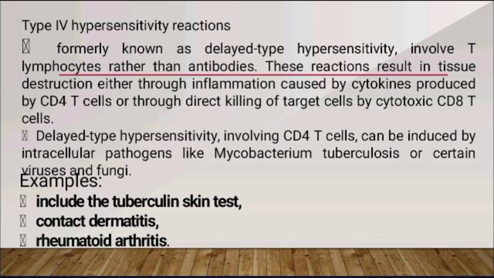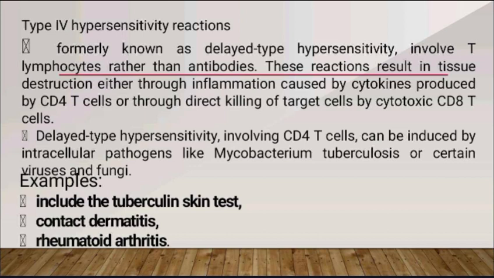And next, we have the type 4 hypersensitivity reaction, formerly known as delayed type hypersensitivity, which involves T lymphocytes rather than antibodies. This reaction results in tissue destruction either through inflammation caused by cytokines produced by CD4 T cells or through direct killing of target cells by cytotoxic CD8 T cells. A delayed type hypersensitivity involving CD4 T cells can be induced by intracellular pathogens like Mycobacterium tuberculosis or certain viruses or fungi. For example, number 1, tuberculin skin test.